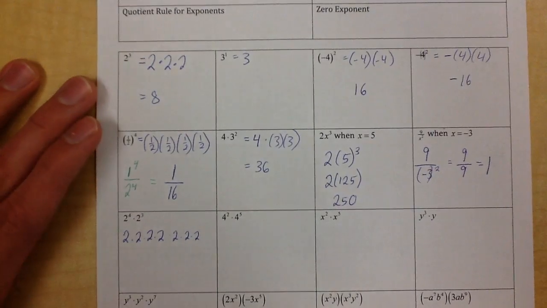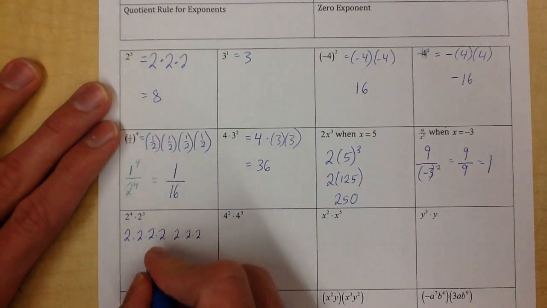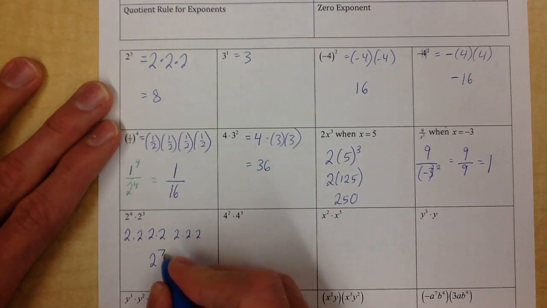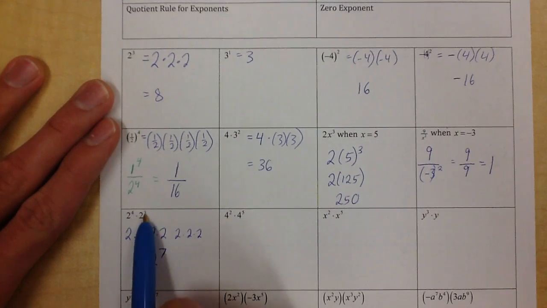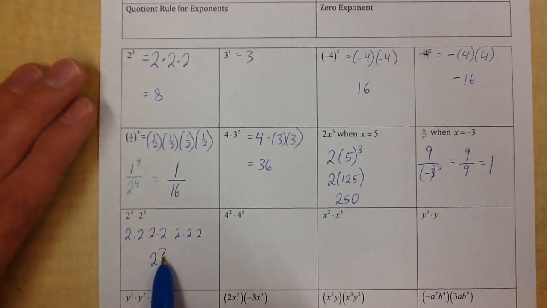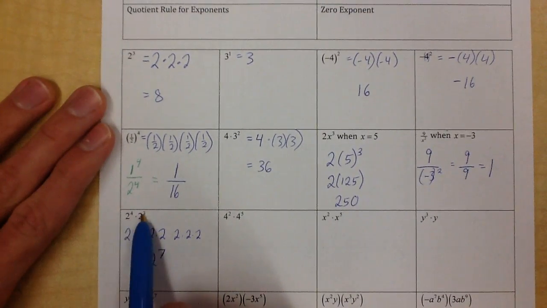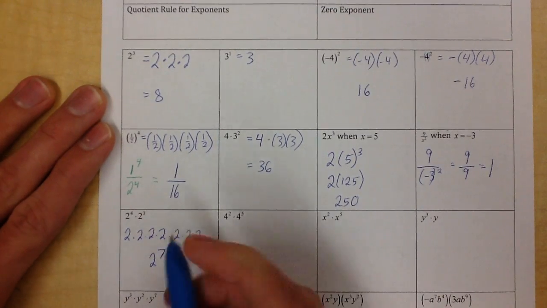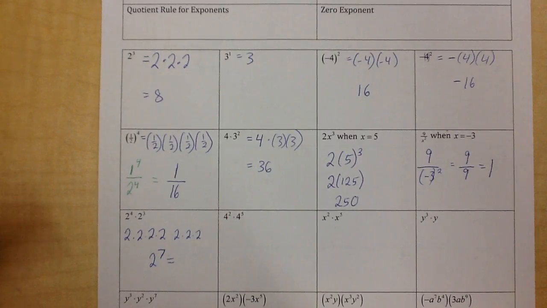How many 2's do you have? Well, 1, 2, 3, 4, 5, 6, 7. I have 7 of them. Well, you know what? Here's the shortcut. 4 plus 3, boom, got it. That's it. It's that simple. So whenever I am multiplying, the product means multiply, then I'm going to add the exponents. Now, just for the sake of completing this, 2 to the 7th power is 128.